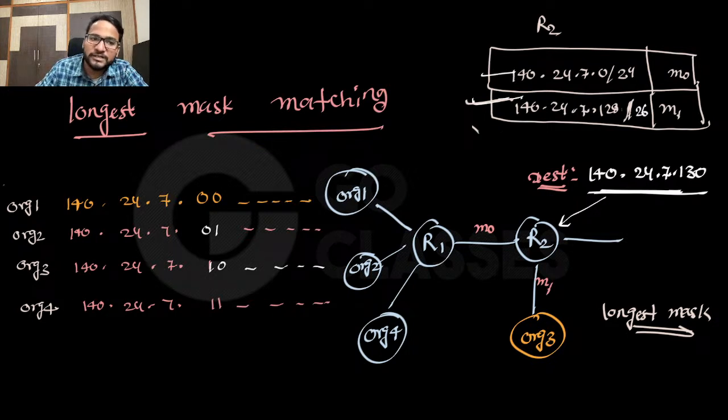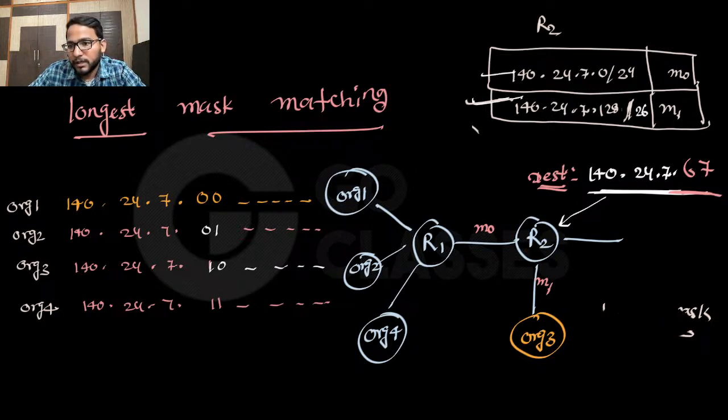Now consider a different scenario where the destination address is actually meant for, let's suppose, organization 2. Let's suppose this is 67, because this is 64, this is 64, and then this is 67. 67 is basically inside this. Now suppose this 67 address is coming to me. Now what will happen? It will match with only one of the entries. It will not match with organization 3. It will just match with one entry. I will forward it to M0, and that's what we wanted, right? So in both of the cases, it will work.